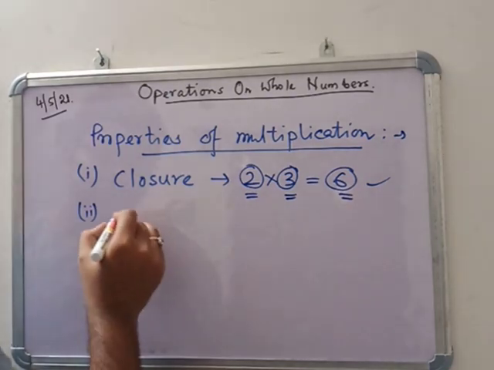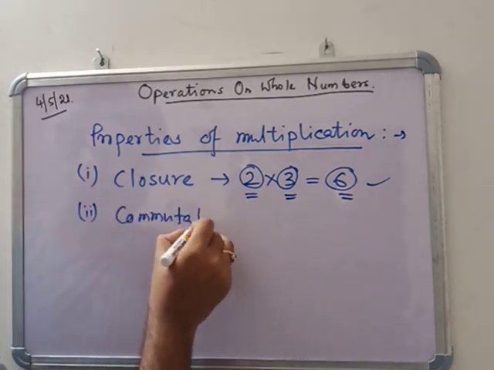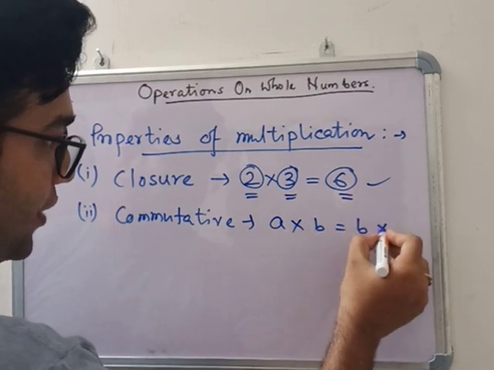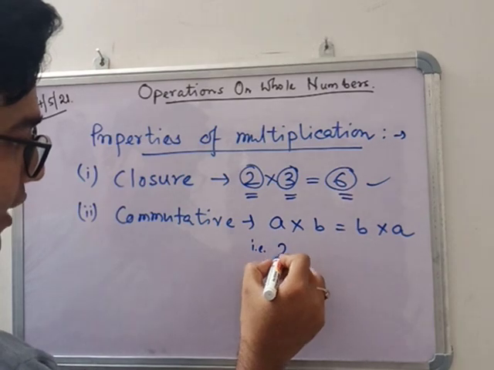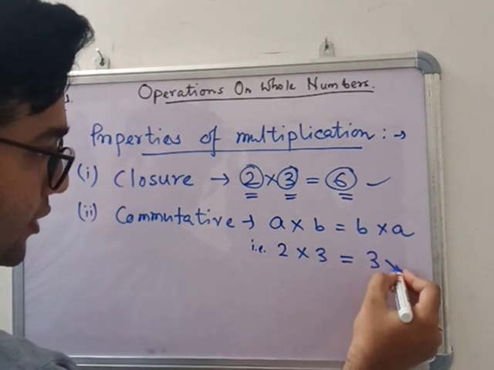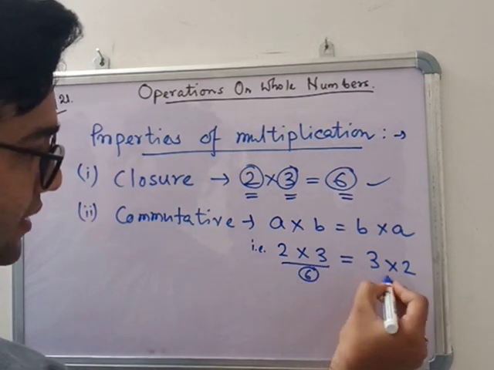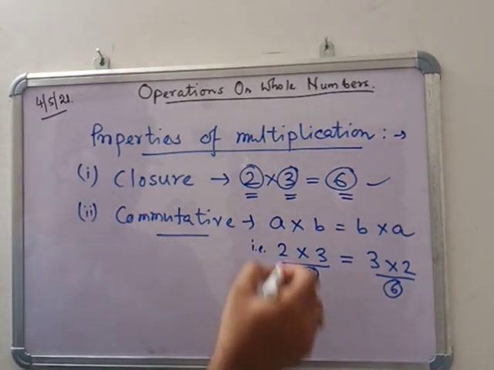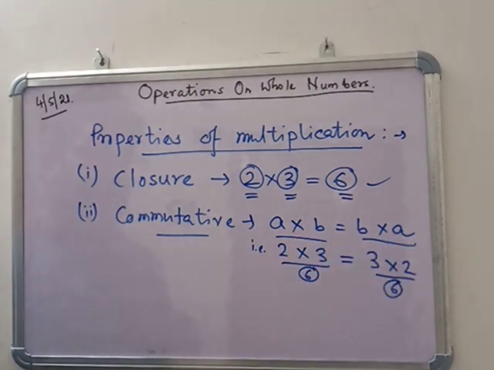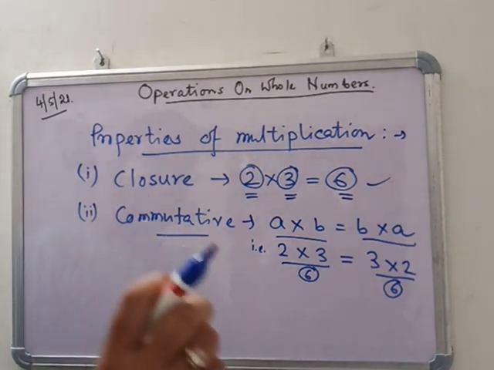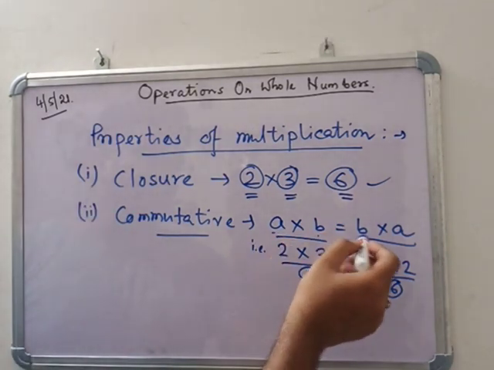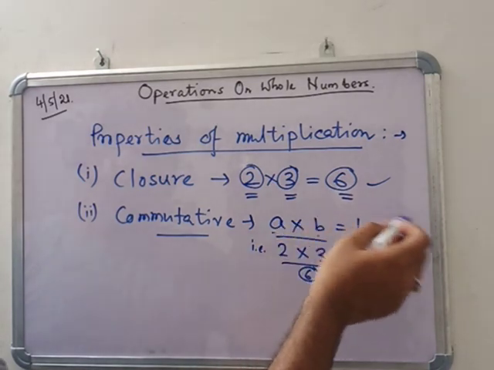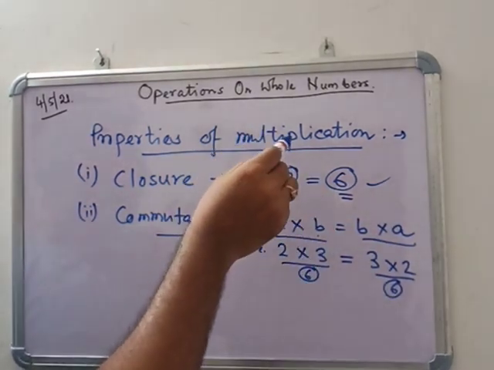Number 2, commutative. The commutative property says that A into B equals B into A. Is it possible? Yes, because if we write 2 into 3, then we can also express 3 into 2. This equals 6 and this also equals 6, so they are equal. So the commutative property holds here. We have to learn the name of the property also: A into B equals B into A is the commutative property of multiplication of whole numbers.